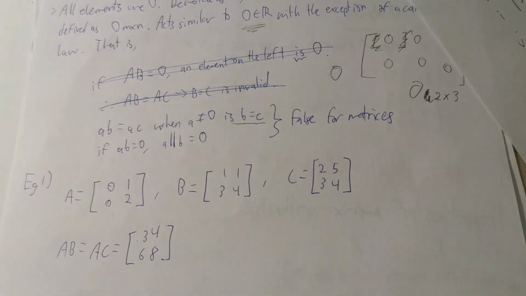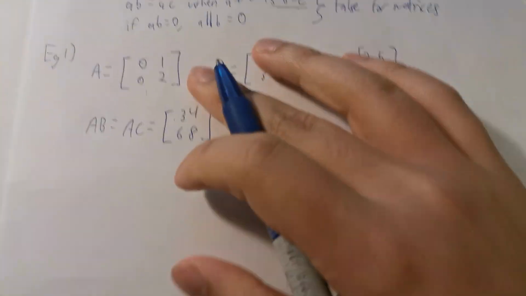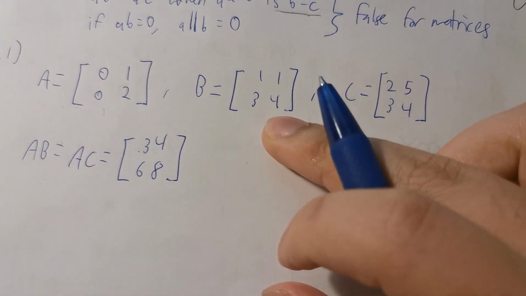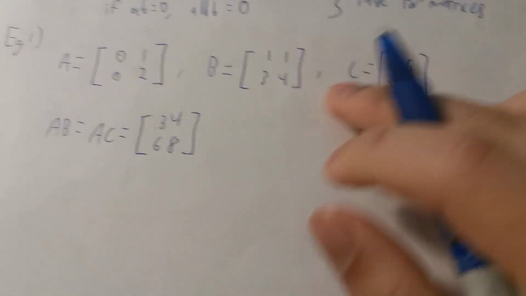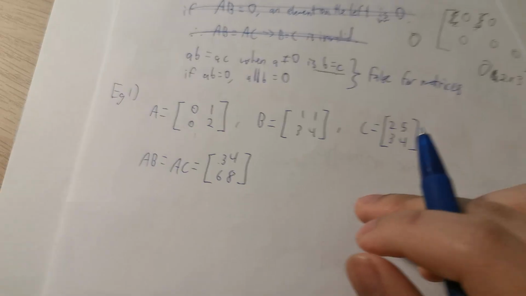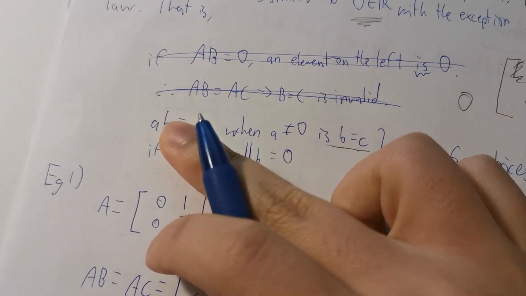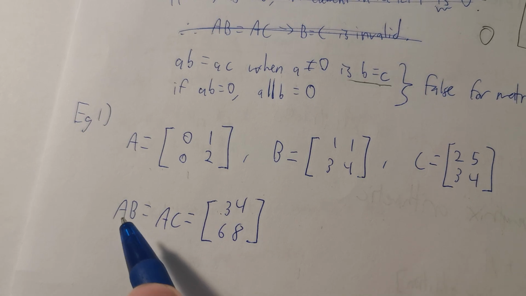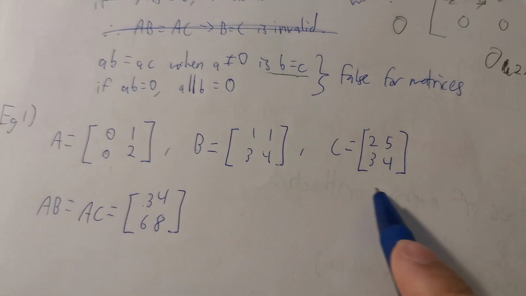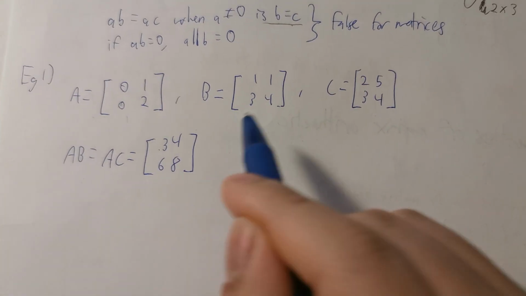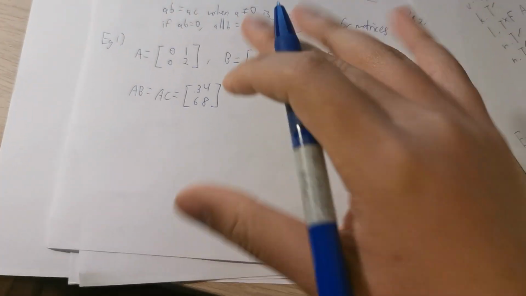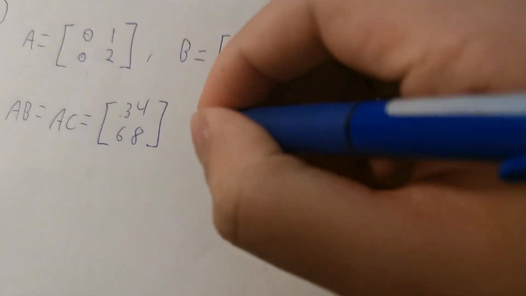And I'll show that here. Let's work through this together. We have A is 0, 1, 0, 2, B is 1, 1, 3, 4, and C. Which one am I proving? Oh, I'm proving the first one. You can see the numbers, these are three distinct matrices, but they will add up to the same thing. So let's work on that right now. Let's try A times B.